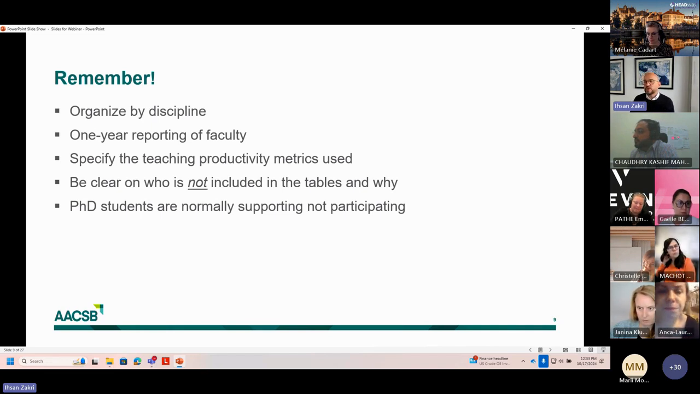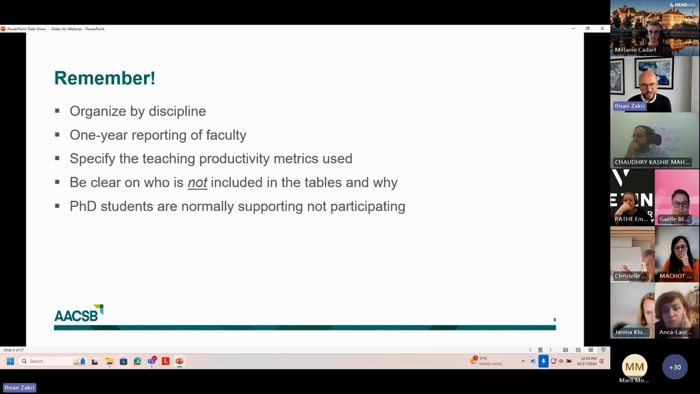And be clear on who is not included in the tables and why. So if you have some individual or individuals that are not listed, clarify why these people are not included in the table. One of the things that became clearer over the years is the guidance for the PhD candidates. If you have a PhD student within your faculty, they are usually supporting, not participating. The reason is the main project that they're working on is their PhD. Maybe there's some teaching responsibility for them, with a relief of, I don't know, 20%, 25%. They're only teaching. There are no other contributions that they're doing. It is their project when they're working on their PhD.